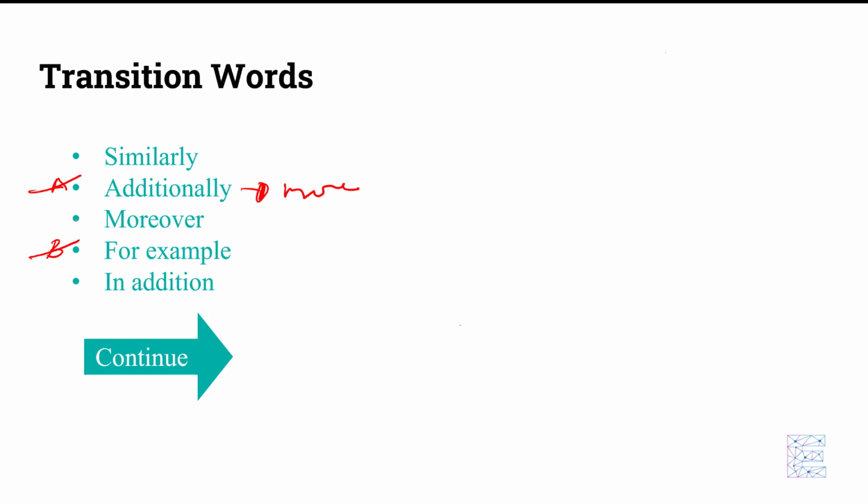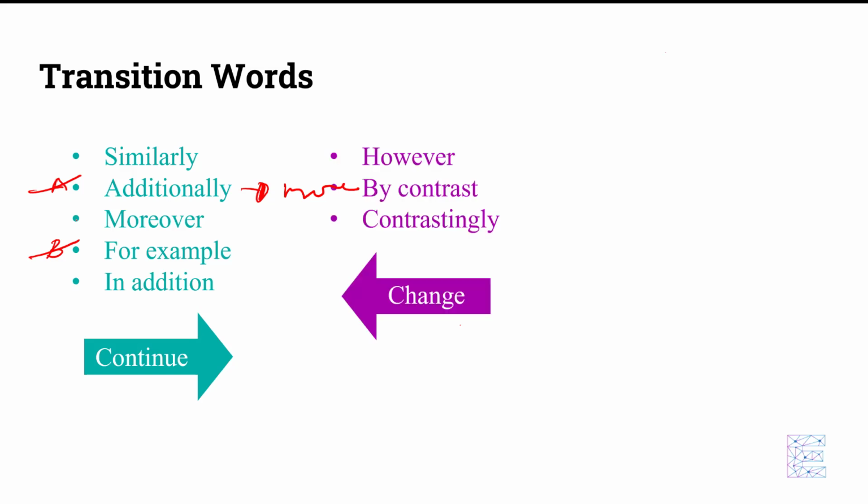All right, so let's move on to the second group of transition words. Those are words that change a thought, indicated by words like however, by contrast, contrastingly. You could even add on the other hand. And again, you definitely want to read the context surrounding that word. What was said prior, what was said after, before making a decision.